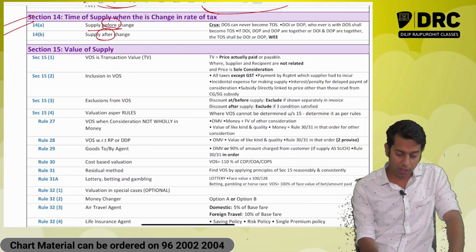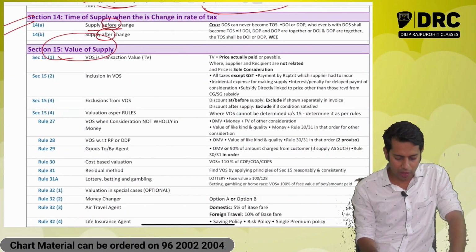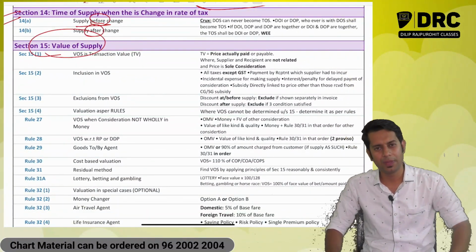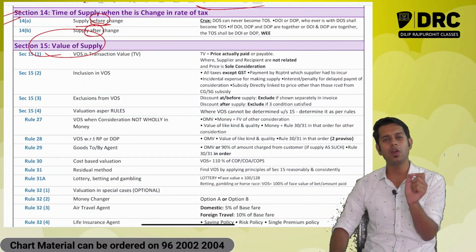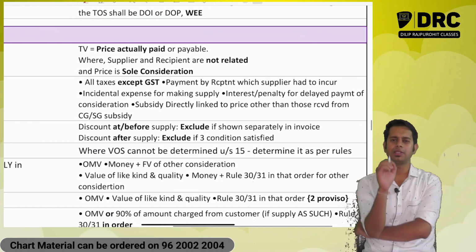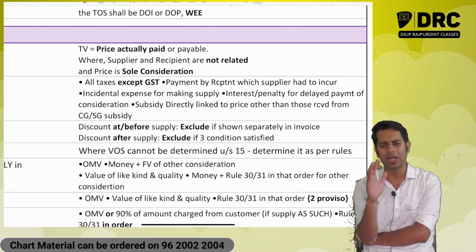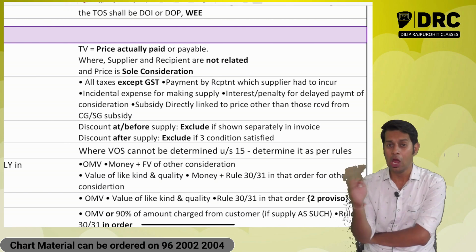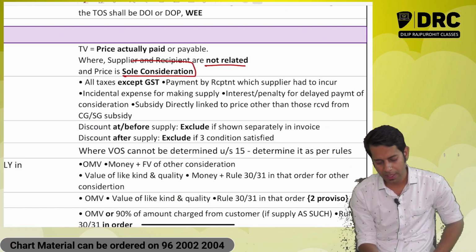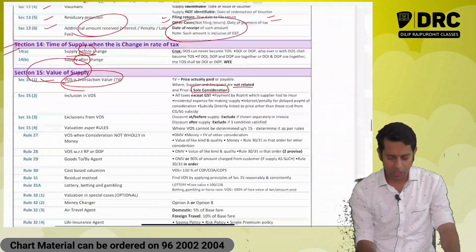Section 15 talks about value of supply. Section 15 subsection 1 says value of supply is transaction value. What do you mean by transaction value? Transaction value is the price actually paid or payable, where the supplier as well as the recipient are not related persons, and the price which you are paying is the sole consideration, or the only consideration.